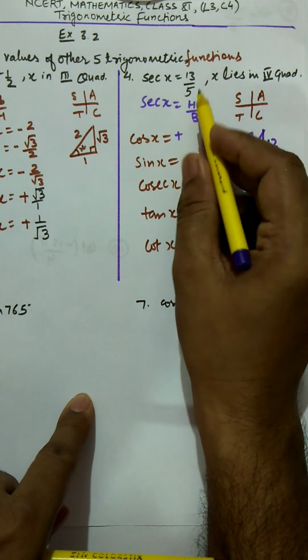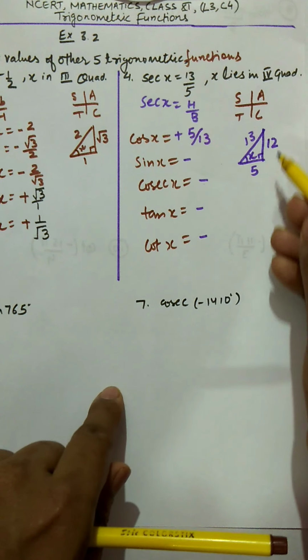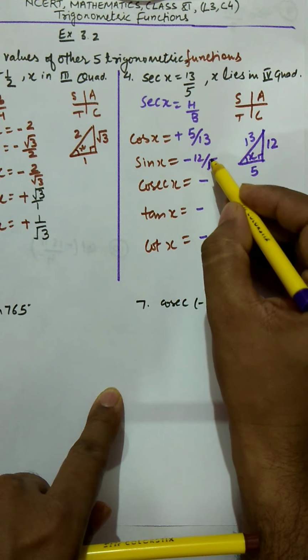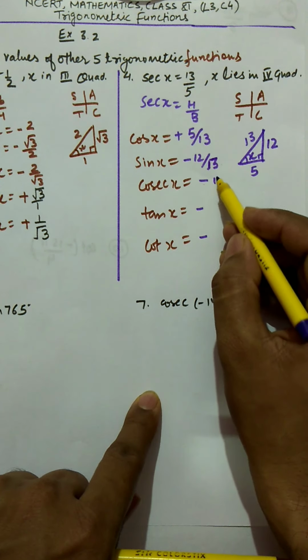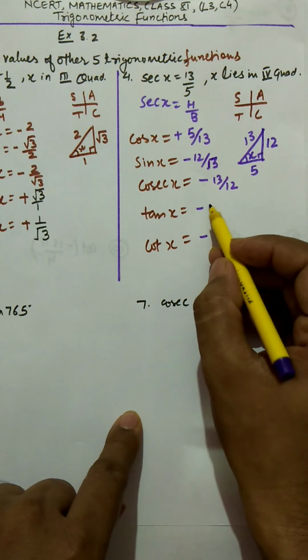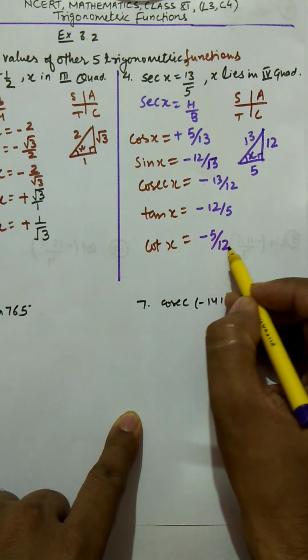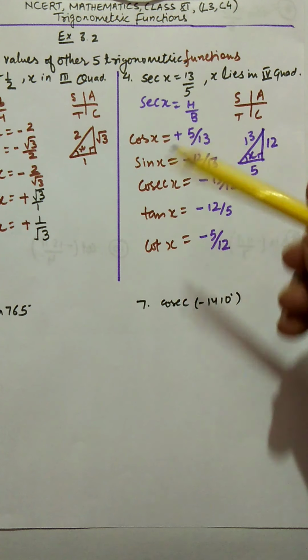So now we write all the values. Cos is going to be 5 by 13, and sine is perpendicular upon hypotenuse, which is 12 upon 13, and cosec is the reciprocal of this, so 13 upon 12, and tan is 12 upon 5, and cot will be 5 upon 12. So with the help of this triangle and this acronym, we can find the values.